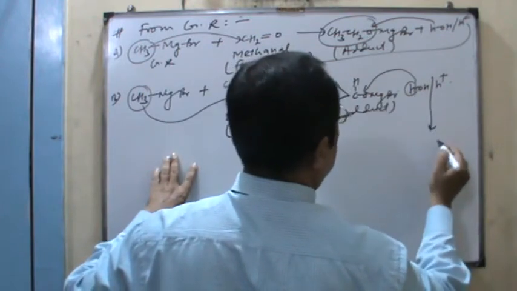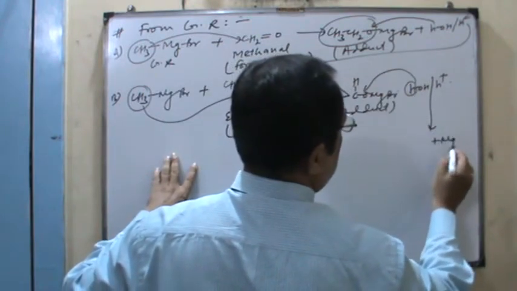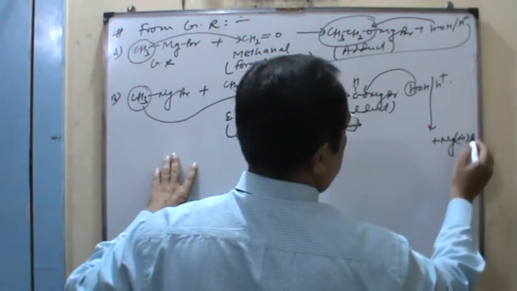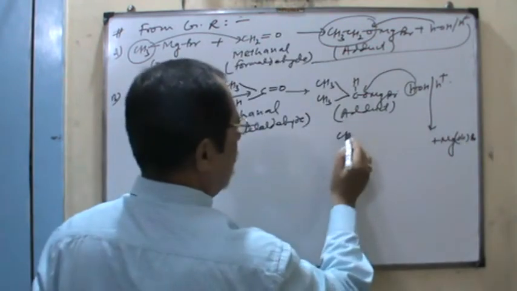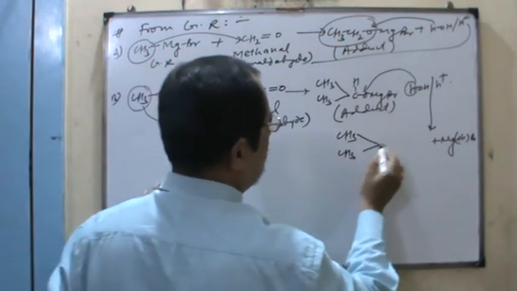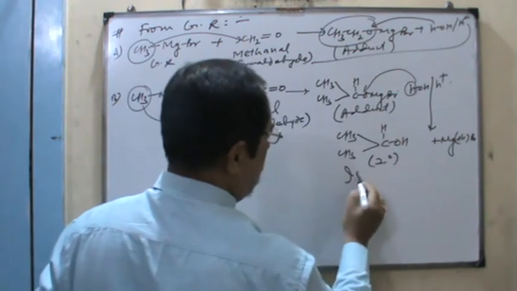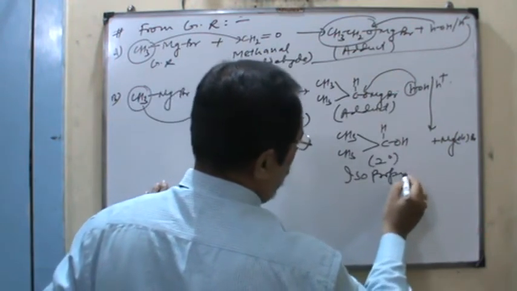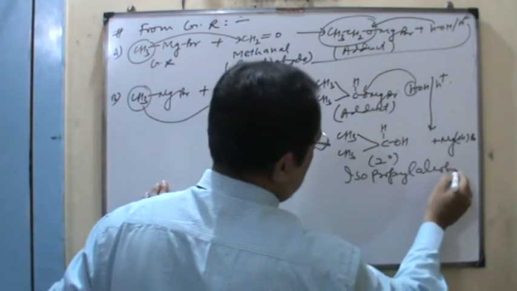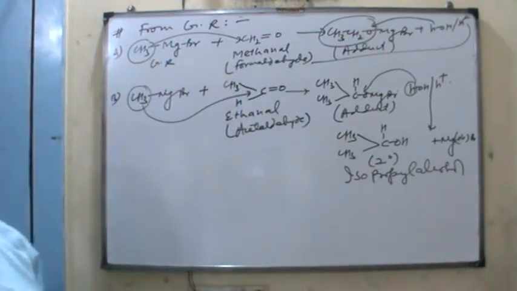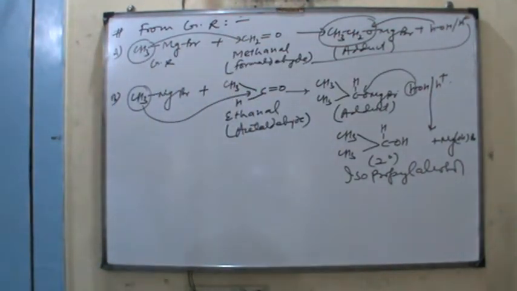Right. And then plus MgOHBr is out. CH3, CH, and what is that? OH. What degree alcohol? It is known as isopropyl alcohol. Dear students, it is the 2-degree alcohol.